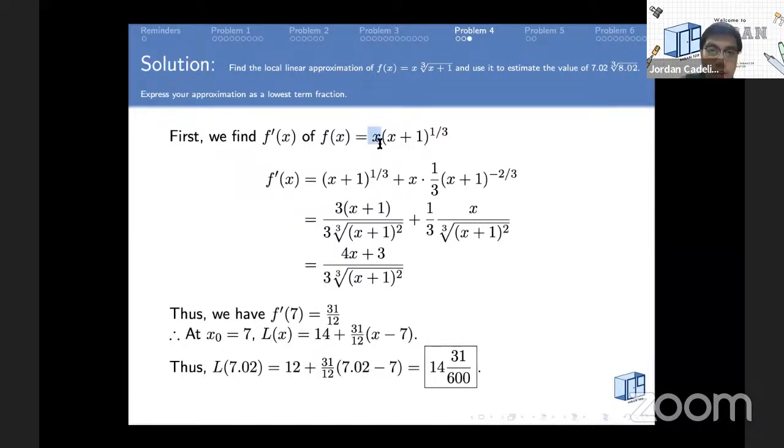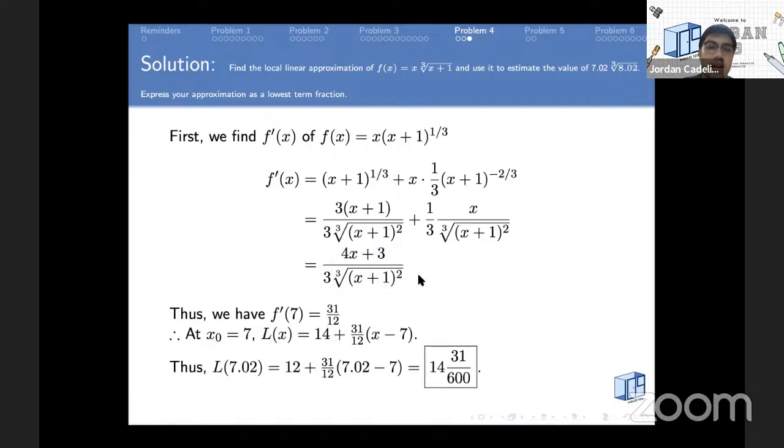So derivative lang ng x times yung x plus 1 raised to 1/3 plus yung derivative nitong x plus itong constant x times itong derivative ng x plus 1 raised to 1/3, which is 1/3 times x plus 1 raised to negative 2/3. Tapos ang ginawa lang, sinimplify lang siya. Ginawang common denominator para ma-combine into one single term. Kaya ang nakuha natin na f prime of x is 4x plus 3 over 3 times cube root ng x plus 1 squared. So, to solve f prime of 7, we just substitute lang 7 dito sa f prime.